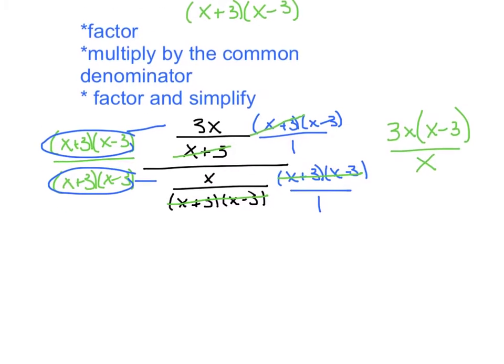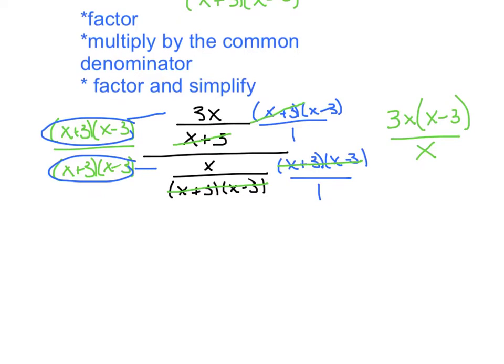Now I have one last move I can make. I can simplify this because I have this x sitting alone on top and the x alone on the bottom. So I end up with just 3 times x minus 3.